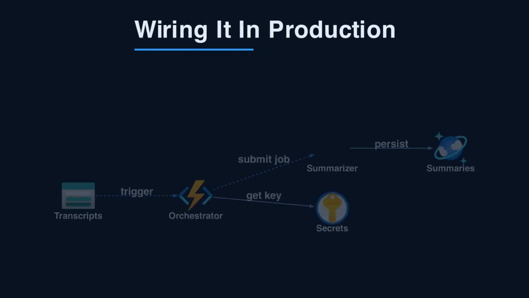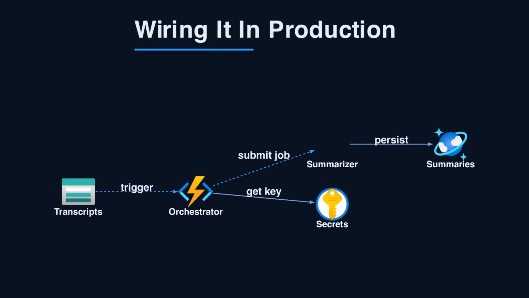Here's how it wires together in production. Call transcripts land in blob storage. An Azure function picks them up and submits the summarization job. Azure AI Language returns issue and resolution summaries asynchronously. You persist results in Cosmos DB for your agent dashboard. Keep the endpoint key in Key Vault, never in code.